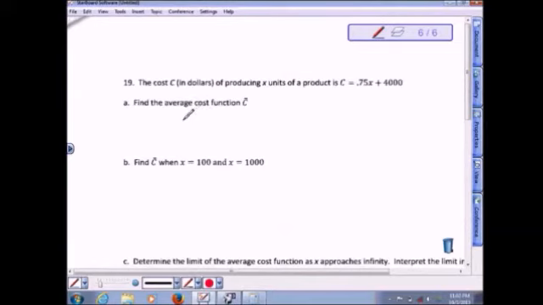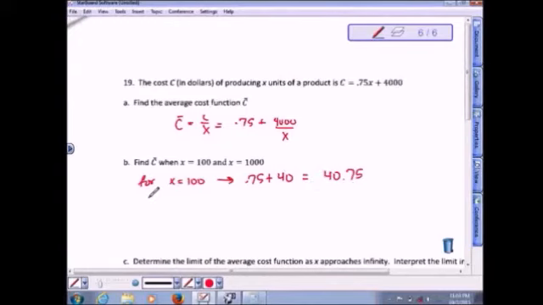So the average cost, again, C bar is equal to C over X, which is going to be 0.75 plus 4,000 over X. Now the value of the average function at these two specific X values, for X equal to 100, we're going to have 0.75 plus 4,000 over 100, which is 40, which equals 40.75.